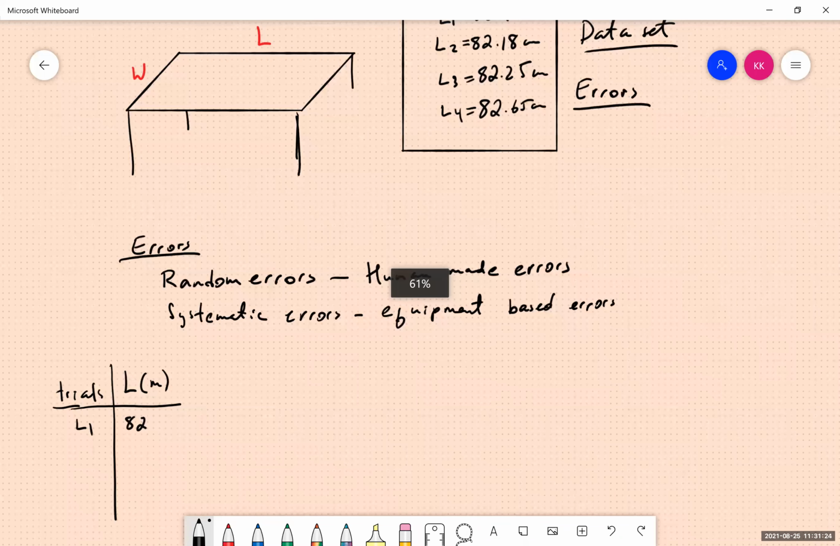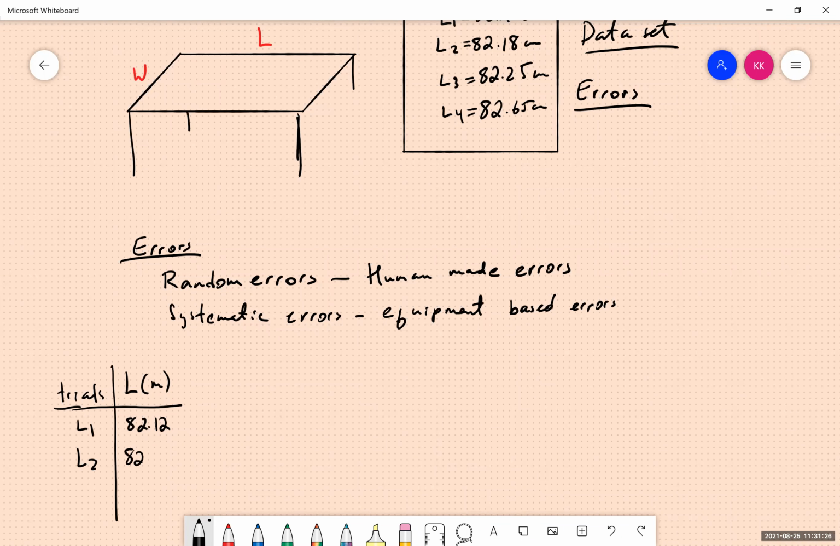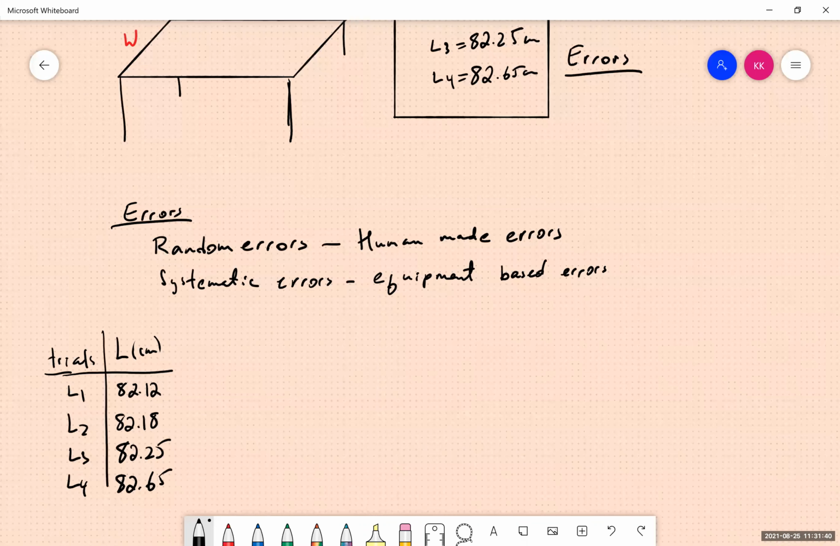And then here's trial 2, which is 82.18. Sorry, the unit's actually centimeters. And then L3, 82.25, and L4 is 82.65. That means you get a data table like that.